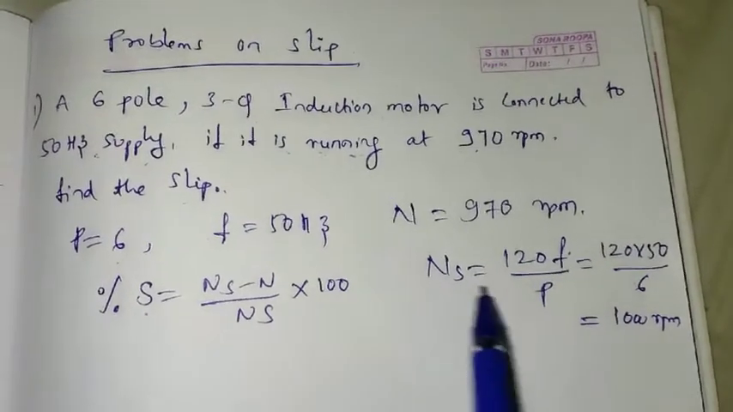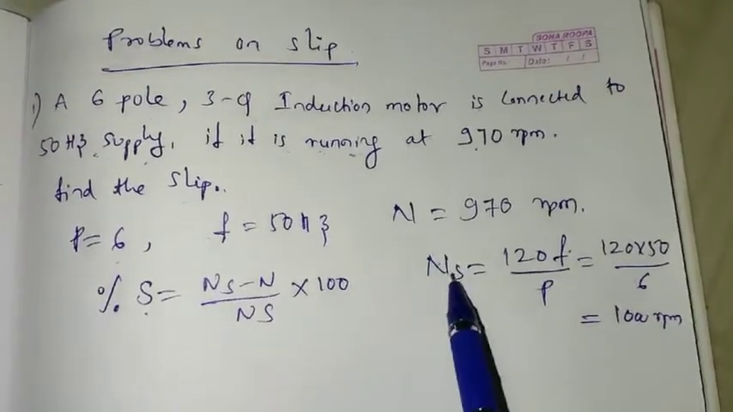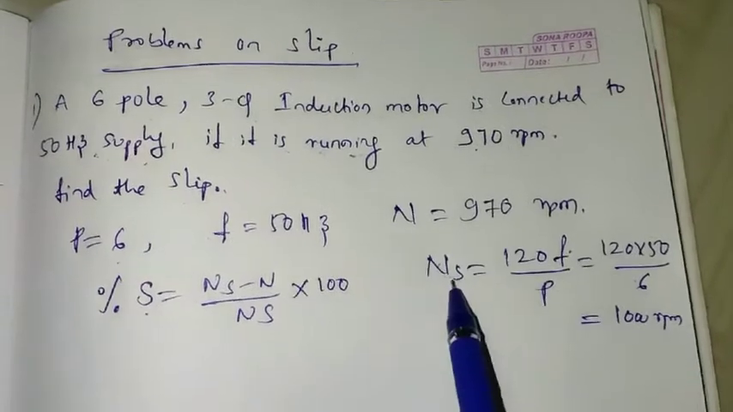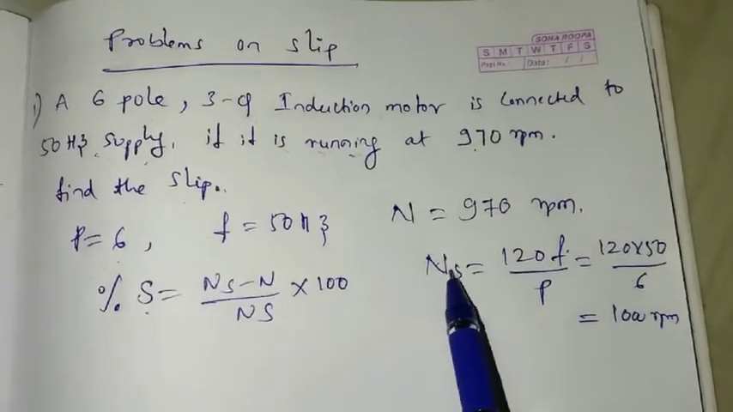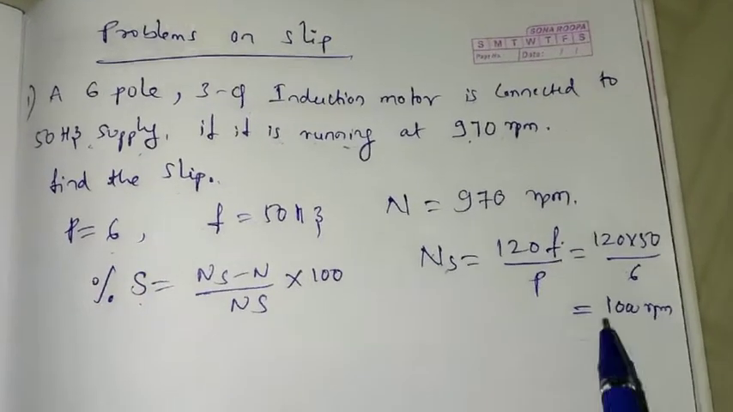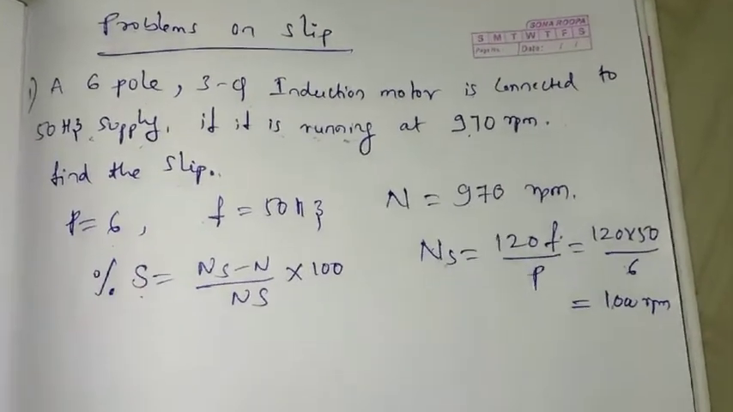As I said in the theory, ns is always greater than the n value. This is the synchronous speed, this is the actual speed. So ns, the RMF speed, is always greater than the actual speed. 1000 rpm, this is 970 rpm.